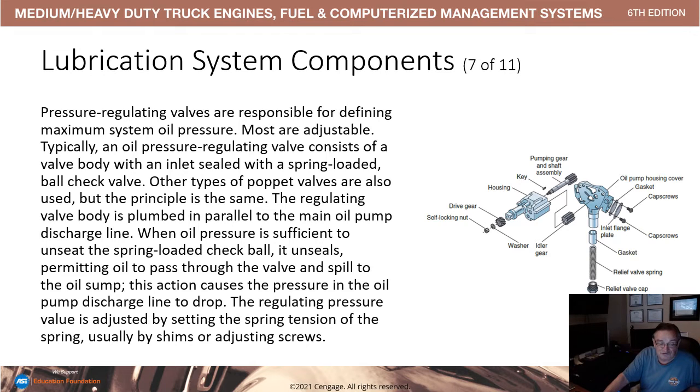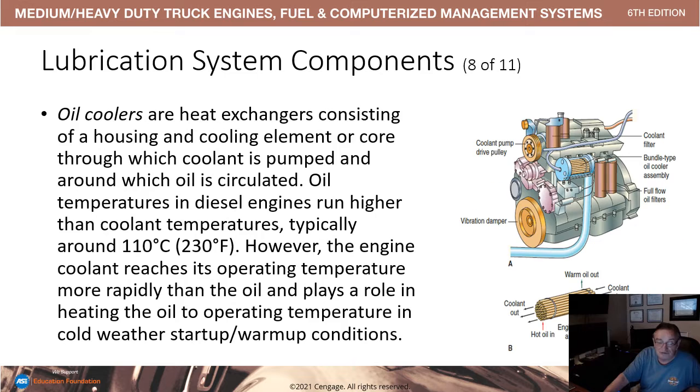When oil pressure is sufficient to unseat the spring-loaded check ball, it unseals, permitting oil to pass through the valve and spill into the oil pump. This action causes pressure in the oil pump discharge line to drop. The pressure regulating valve is adjusted by setting the spring tension, usually with shims or adjusting screws.